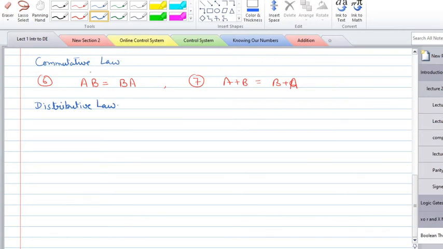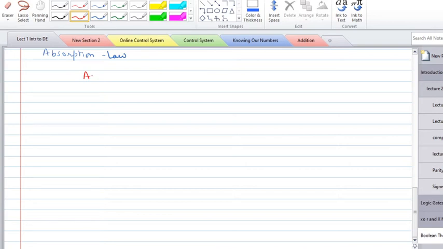Distributive law says that if there is an expression A(B + C), then we can open the braces like this: AB + AC. Now, if A + AB is there, then it can be written like this, that is, it equals A. Because when we take A as common, it becomes A(1 + B), and this results in A dot 1, which results in A.